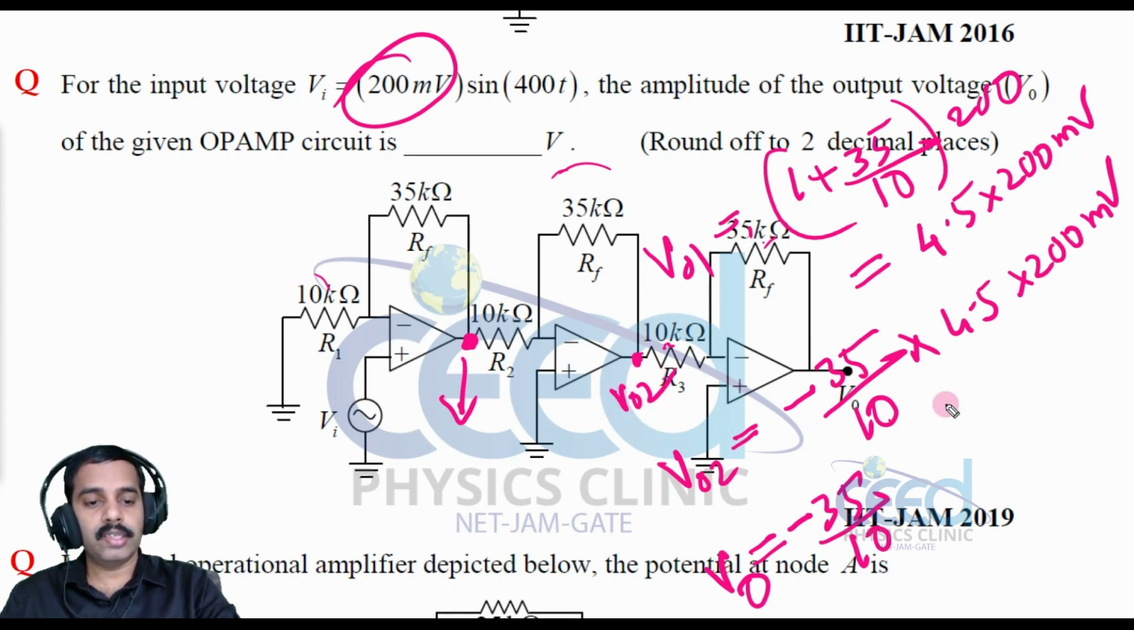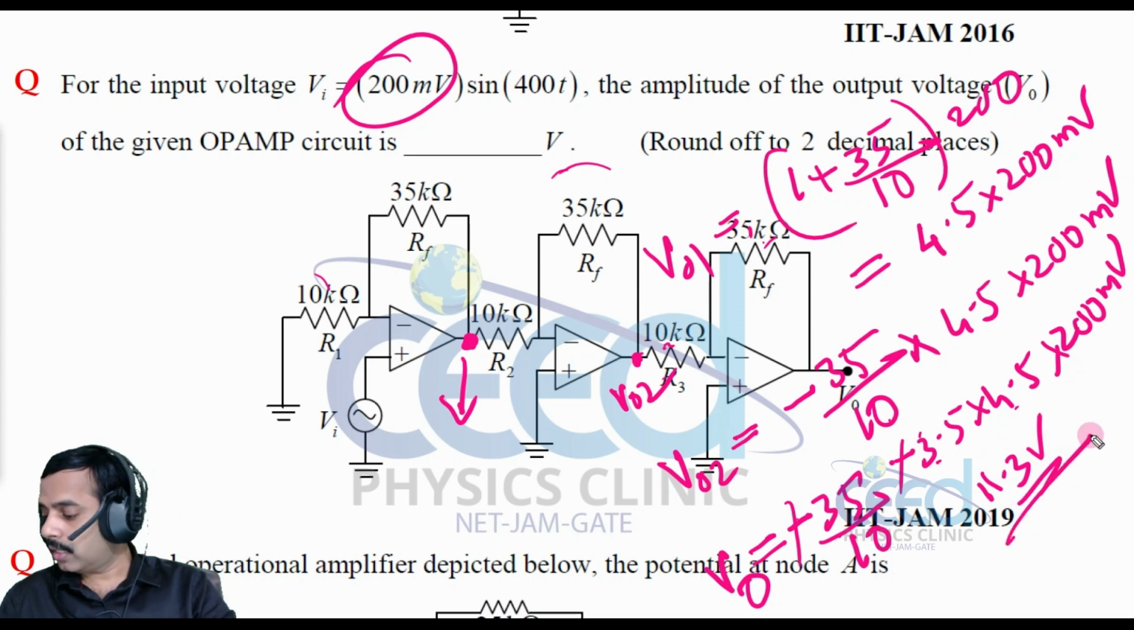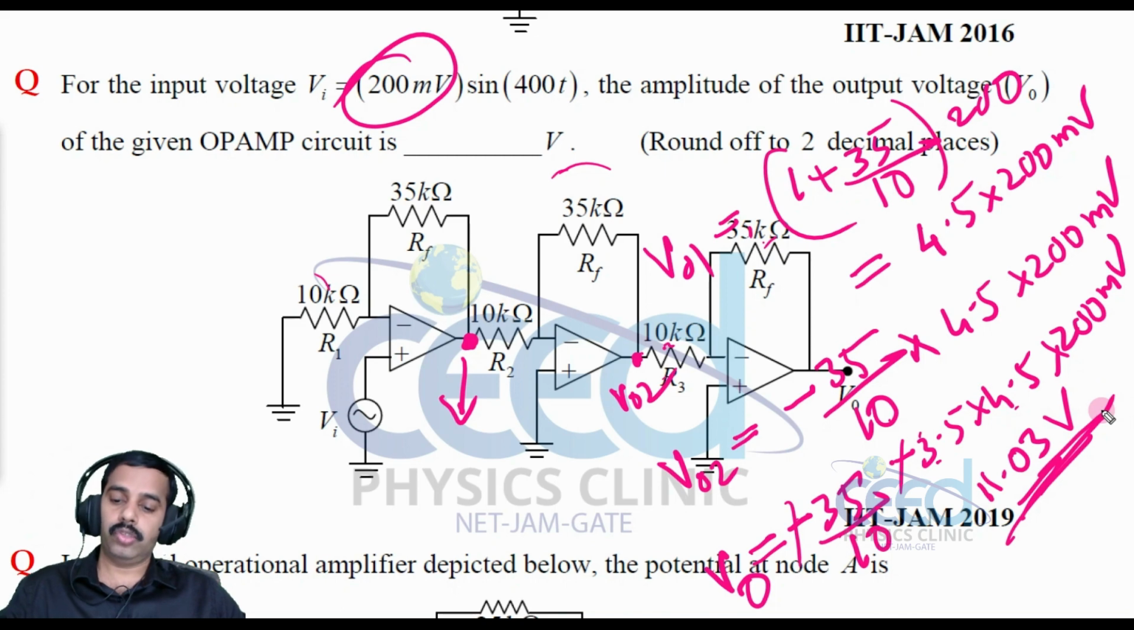That is this, right? Again minus 3.5 into 4.5 into 200 millivolt. So minus minus cancel, so this will be plus 3.5 into 4.5 into 200 millivolt. When you solve this, you will get 11.3 volt. Let me check the answer again. Yes, 11.03. I'm sorry, 11.03 volt. So this will be the final result.